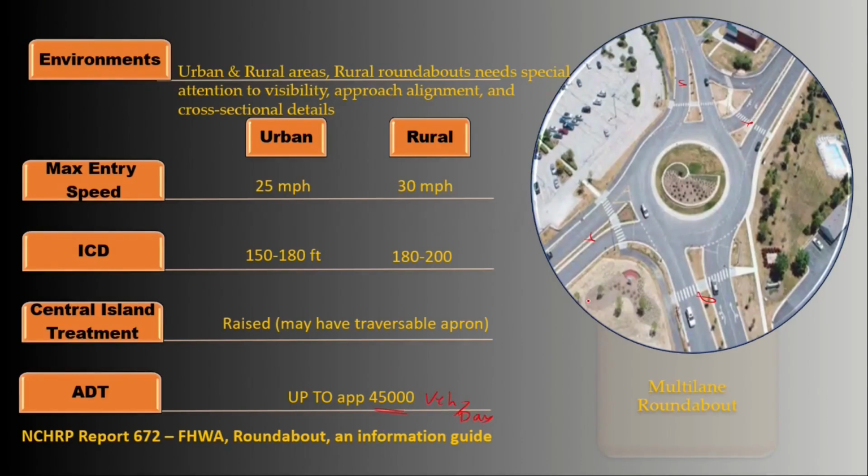As a rule of thumb, as long as the sum of entering and conflicting volumes on each leg is below 1900 vehicles per hour, multi-lane roundabouts are able to handle it.